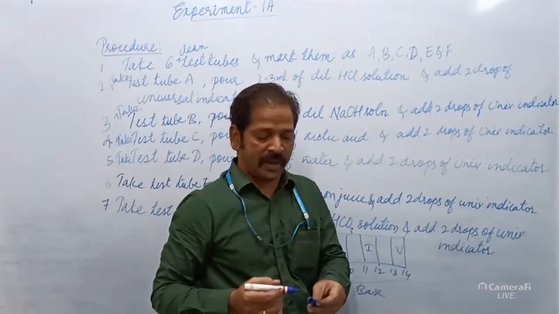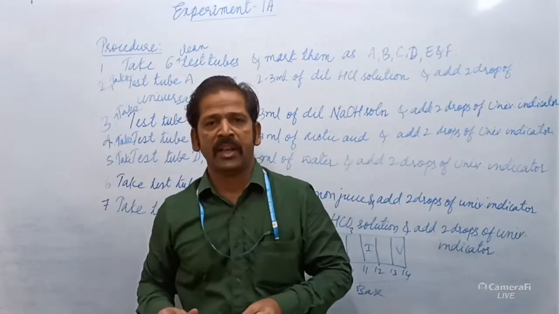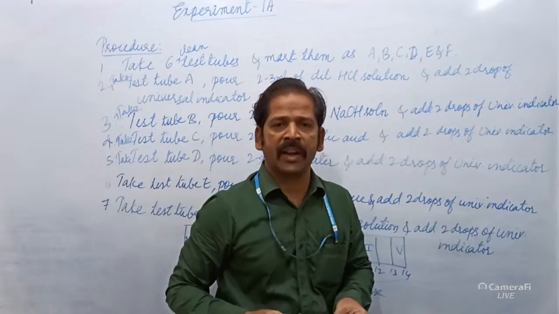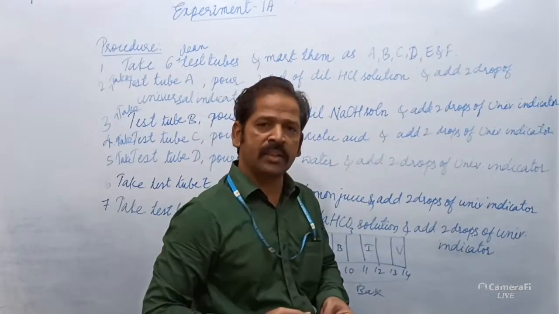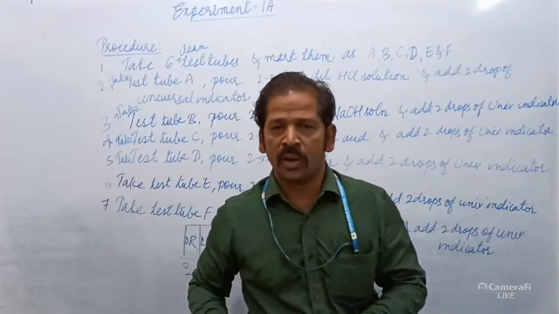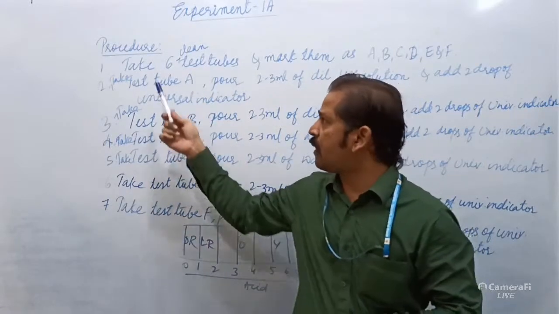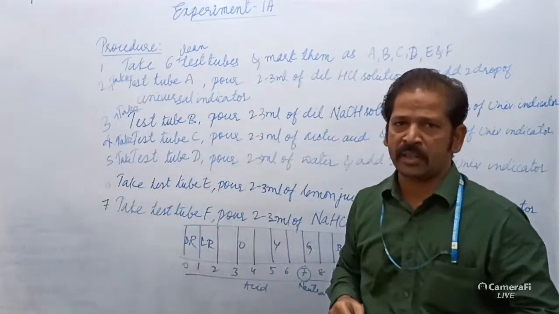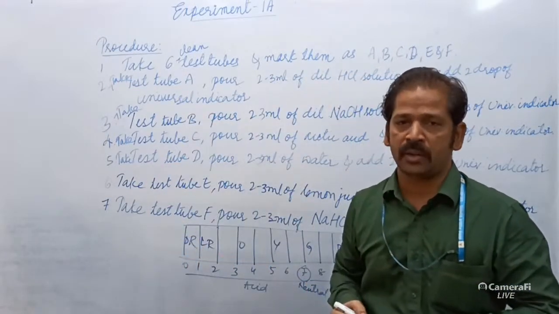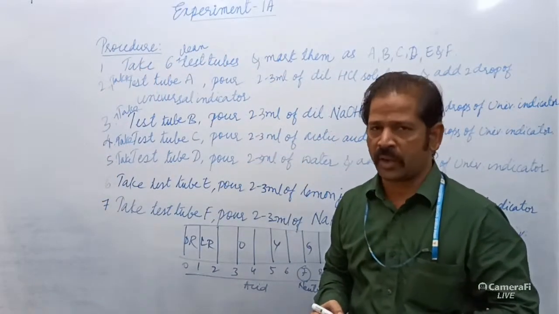It is the fourth type of indicator. If you remember, we have 4 types of indicators. The first is natural indicator, the second is synthetic indicator, the third is olfactory indicator, and this fourth one is the universal indicator. This experiment is also in the syllabus, experiment number 1A. Okay, we will go for the next part. After the procedure, we will go for the experimental situation. After this, we will have the observation, what we have observed. You can go through the table.